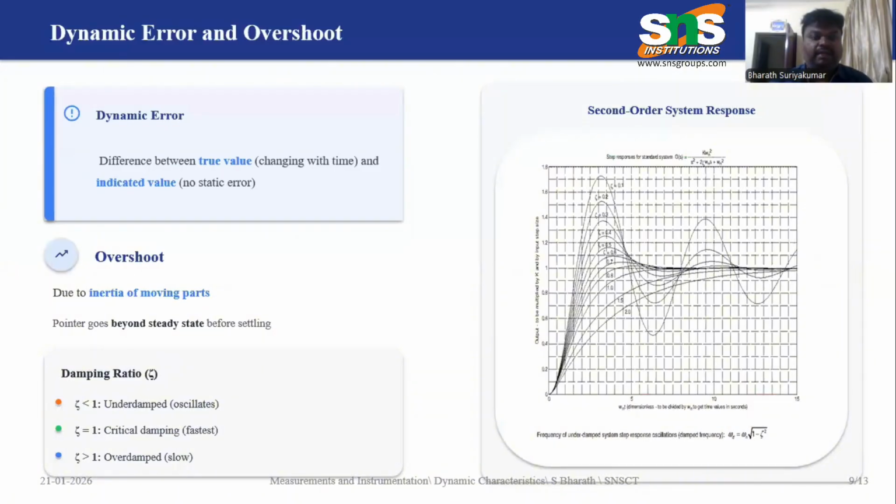What are dynamic errors? The difference between the true value changing with respect to time and the indicated value, with no static error, is called the dynamic error. Overshoot is due to the inertia of the moving parts; the pointer goes beyond the steady state before settling. If the damping ratio is less than 1, we call it underdamped. If it is equal to 1, we call it critically damped. And if it is greater than 1, we call it overdamped.